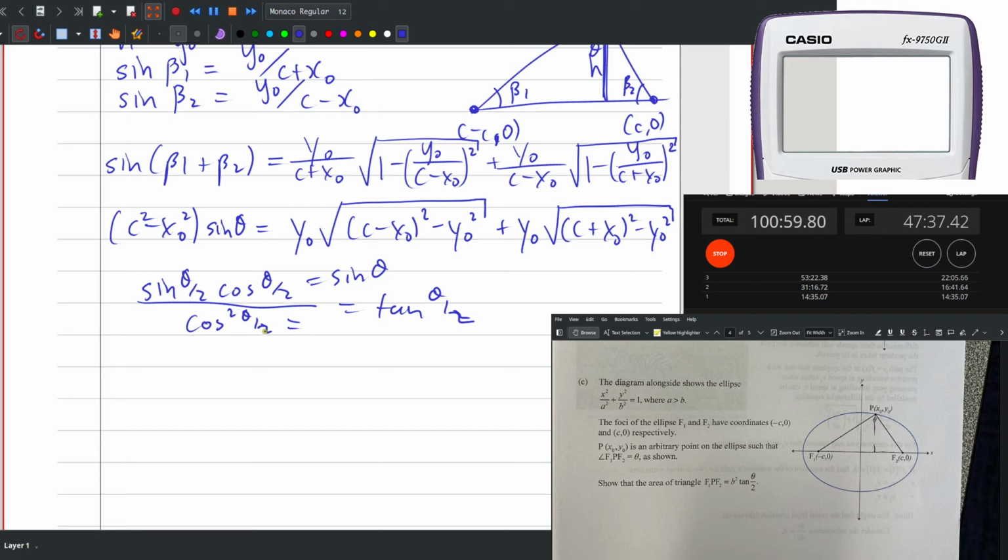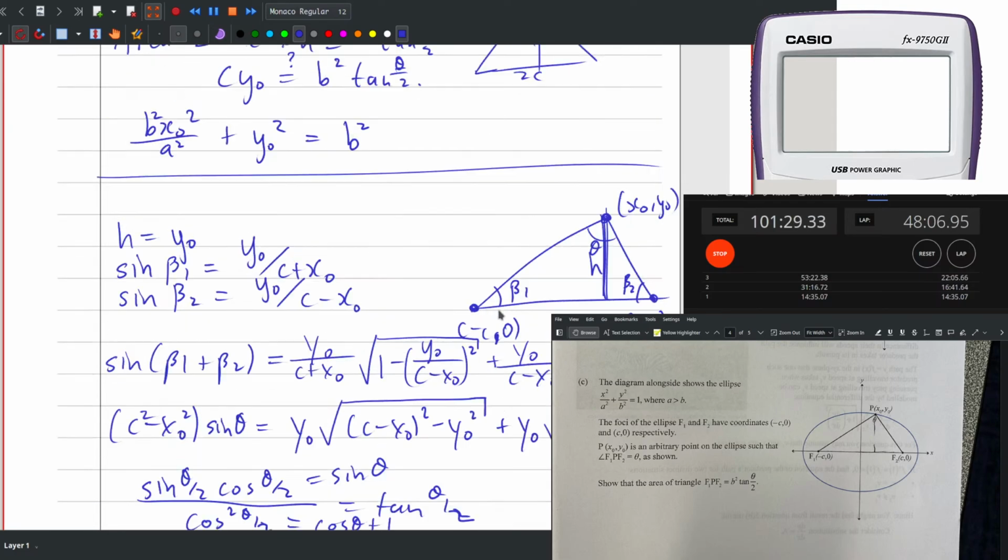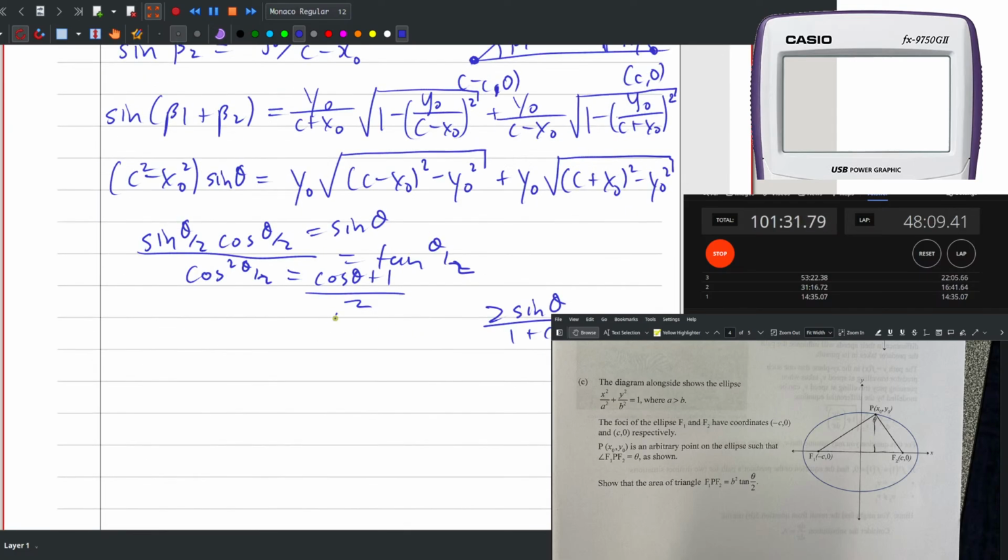Wait, cos squared. It's 1 plus 2 cos theta plus 1 on 2. So somehow you need to make 2 sine theta over 1 plus cos theta. And then tan of theta on 2 just becomes that.